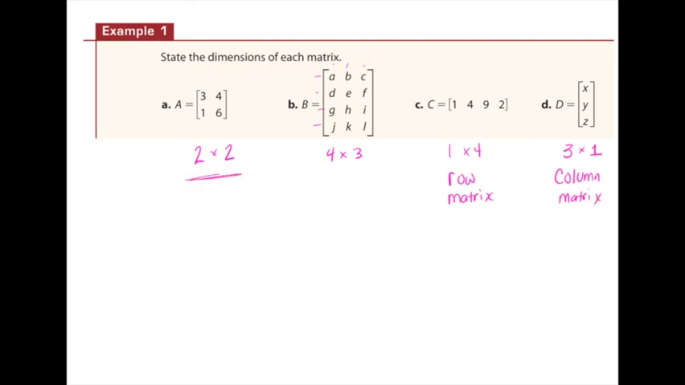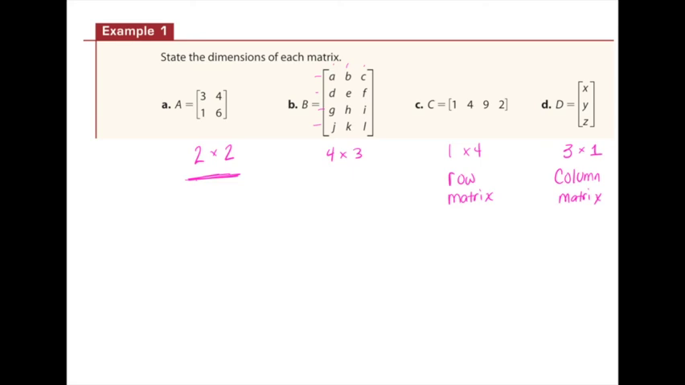By the way, this guy is called a square matrix. I don't think they define that right now. Oh yeah, they do. A square matrix. Anytime your dimensions are the same, it's a square matrix. That makes sense, right? Because dimensions of a square are the same. So you have some special cases here. A, C, and D are all special types of matrices.